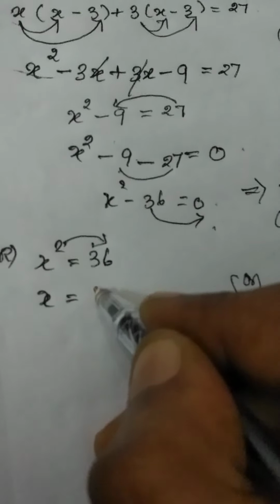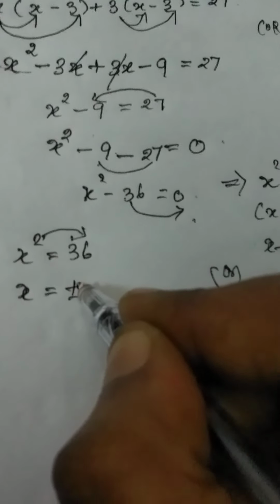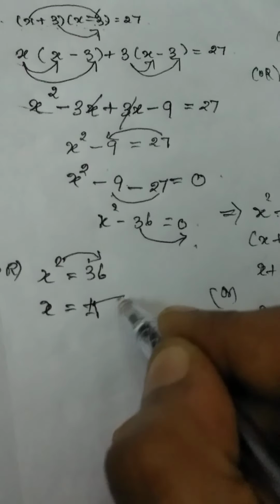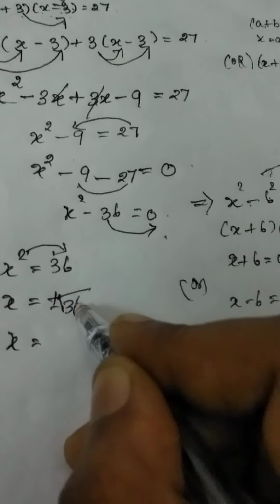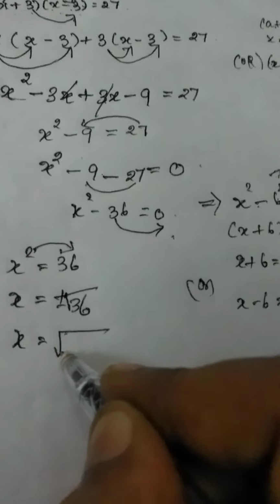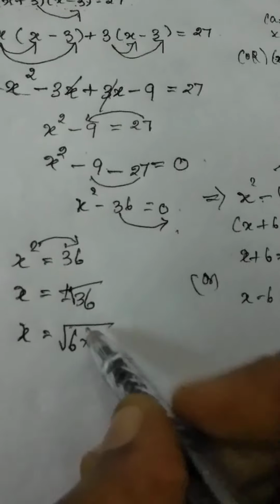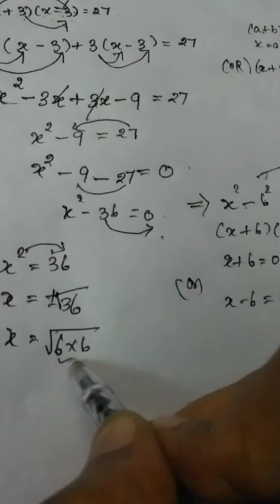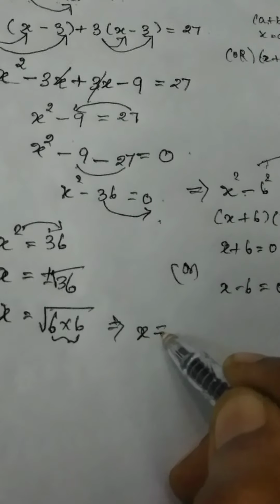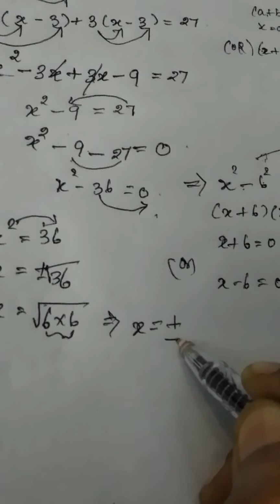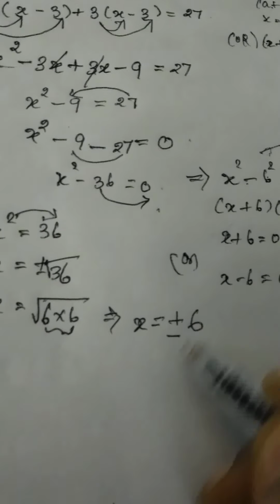So x is equal to plus or minus the square root of 36. So how can you write this 36? Square root of 6 into 6. According to the square root concept, in this pair we can take one number outside, right? So x is equal to square root, in the sense we have to give the plus or minus symbol. I can take out one number outside.